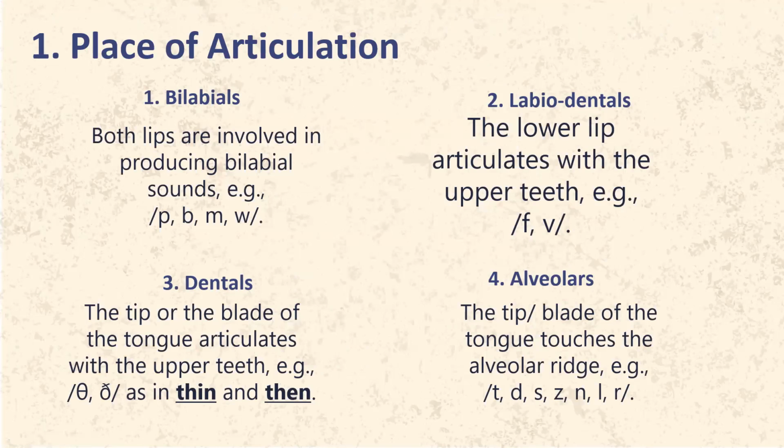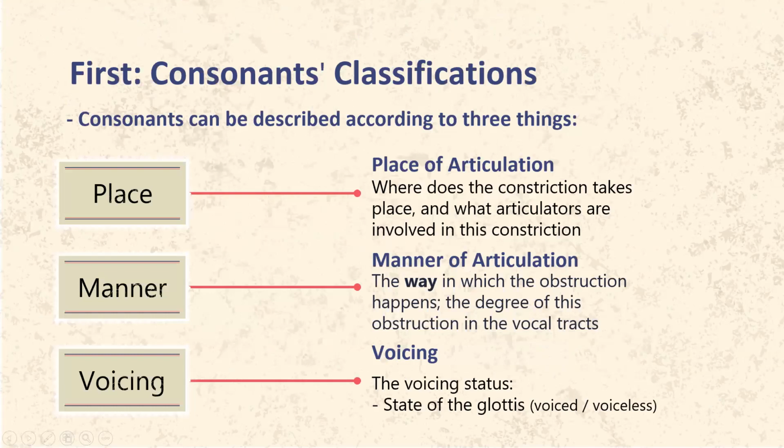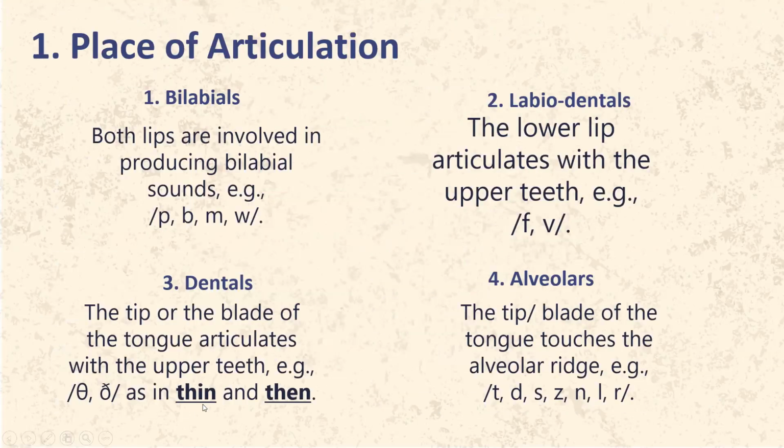Dental sounds: the tip or the blade of the tongue articulates with the upper teeth. So we have this place, or this position, where it articulates with the upper teeth. If you try to pronounce the sounds like th in thin, you will see that the tip of the tongue articulates with the upper teeth. Here we have the obstruction. The airstream is being constricted by the tip of the tongue and the upper teeth.